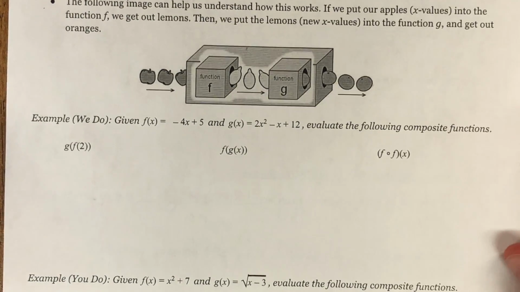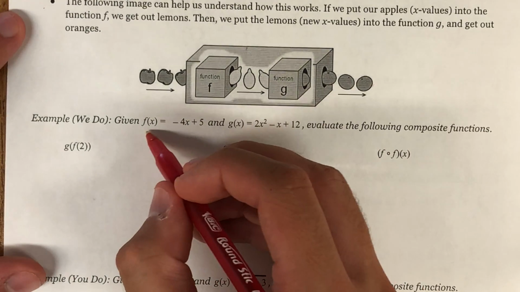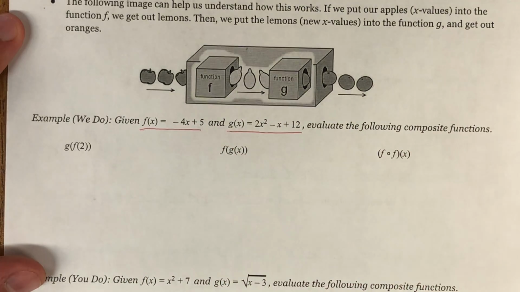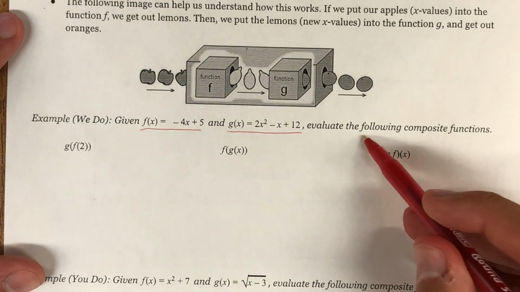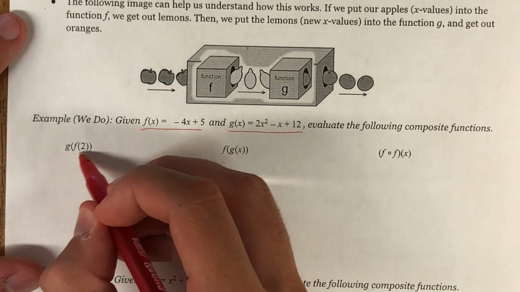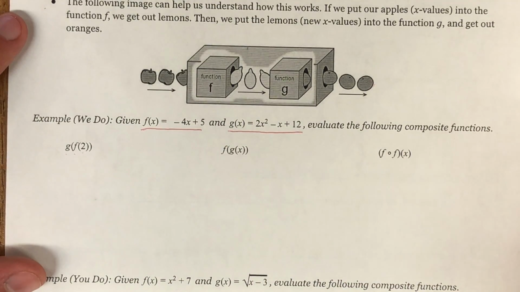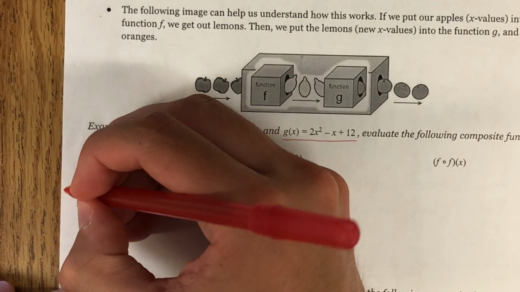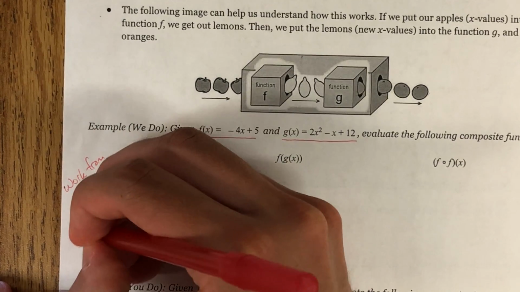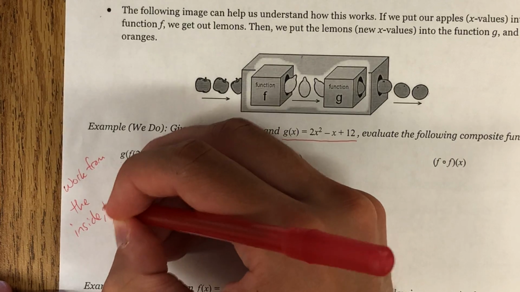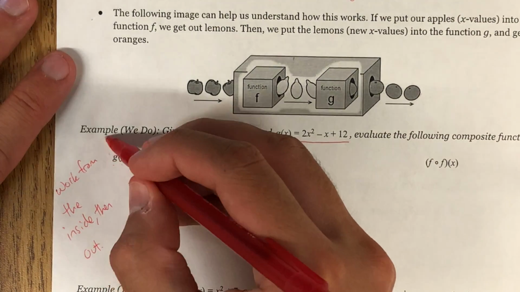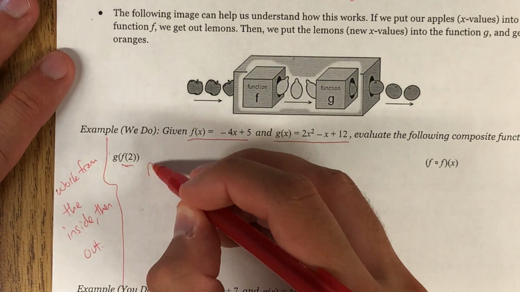So here we go. So given f of x equals negative 4x plus 5, and g of x equals 2x squared minus x plus 12, evaluate the following composite functions. So here we have g of f of 2. So the way you want to do these is you always want to work from the inside, then out. So start on the inside, then work out. So we are going to start here with just f of 2.